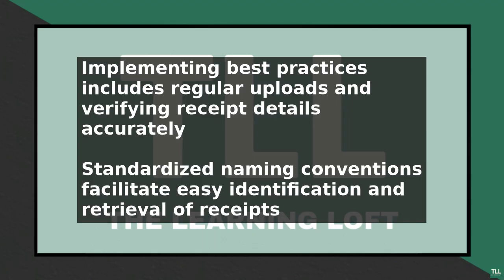In conclusion, uploading receipts to Bill4Time is a straightforward process that can be optimized by following best practices such as regular uploads, verification of receipt details, and standardized naming conventions. By implementing these strategies, you can streamline your expense tracking and invoicing processes, reducing errors and increasing productivity.